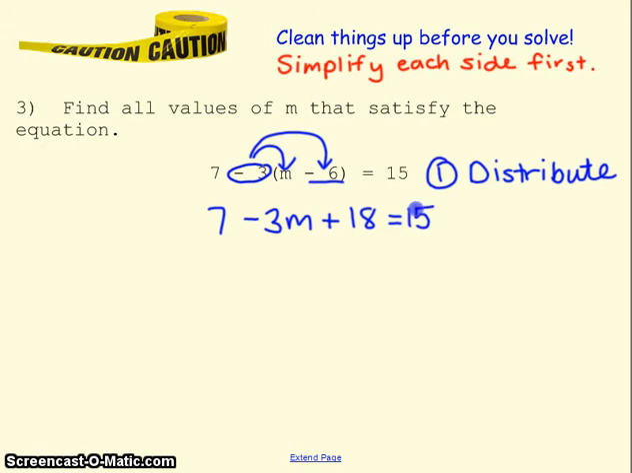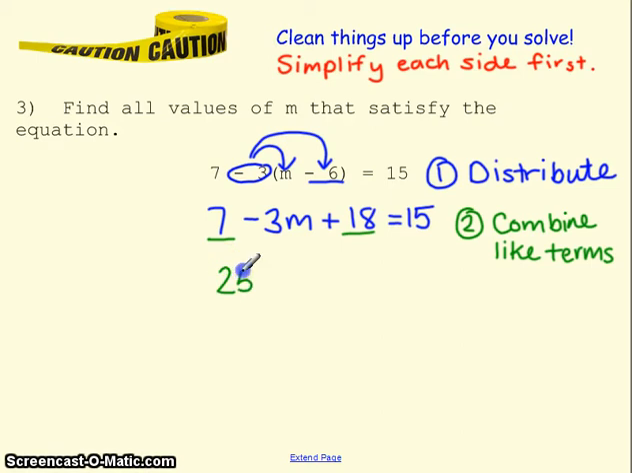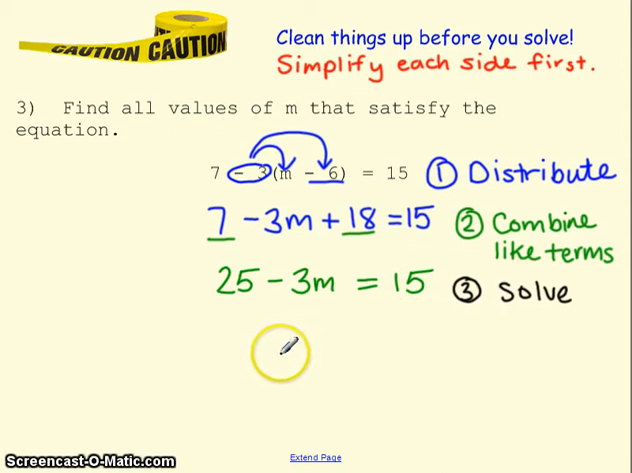Once you're done distributing, like we are, the next thing you want to do is check to see if there are any like terms to combine. And in this case, we do. We have a 7, a constant, and a positive 18, a constant. So 7 plus 18 is 25, and then I'll recopy the rest of my equation, which leaves me with 25 minus 3m equals 15. And at this point, I'm ready to solve.